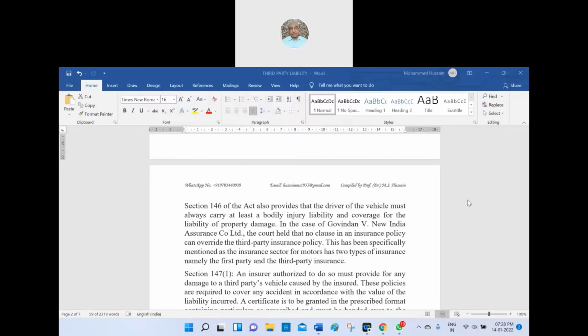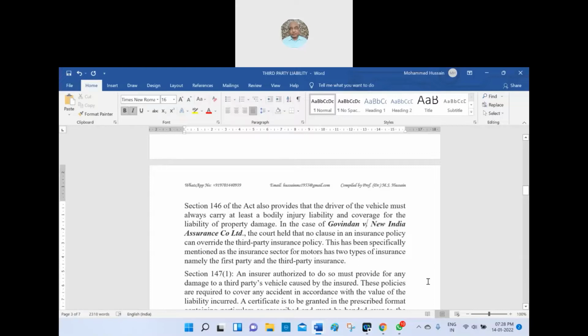In the case of Govindan versus New India Insurance Company Limited, this is one of the case laws. Let us see what is discussed over here. In this case law, the v should be small letter. The court held in Govindan versus New India Insurance Company Limited that no clause in an insurance policy can override the third party insurance policy. Any clause in the Insurance Act cannot override the third party insurance.